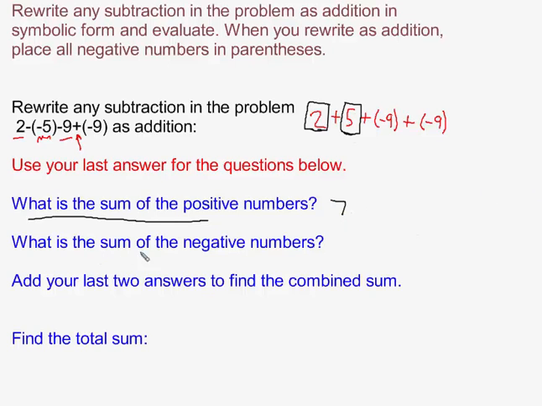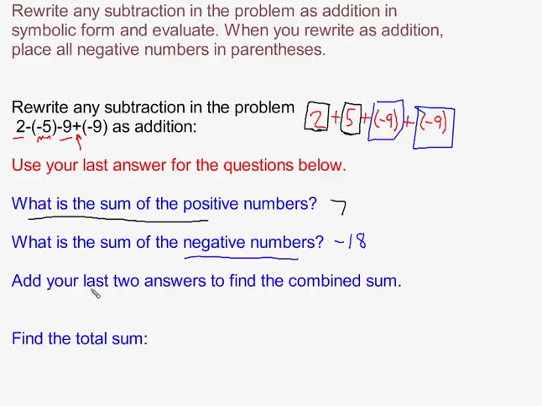Then it says, what is the sum of the negative numbers? So we're going to add the positive numbers separately than the negative numbers. So here is my first negative number, and here is my second negative number. If I was to sum my negative numbers, -9 summed with -9 is -18.